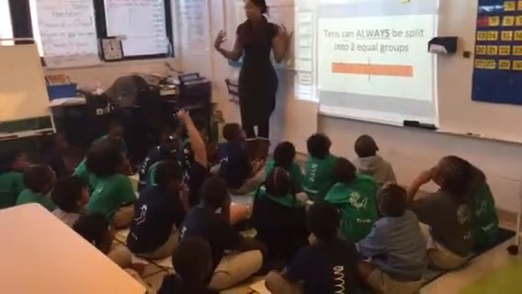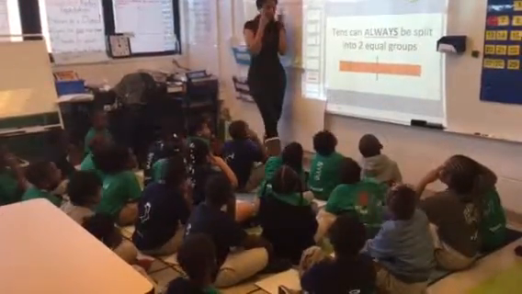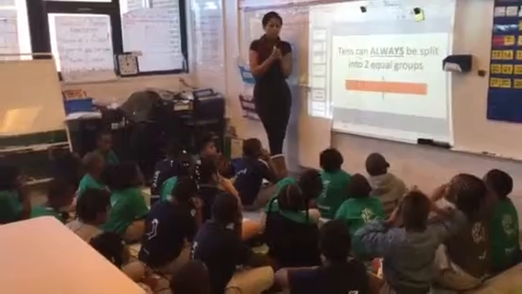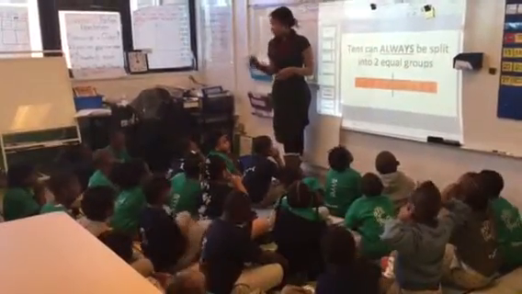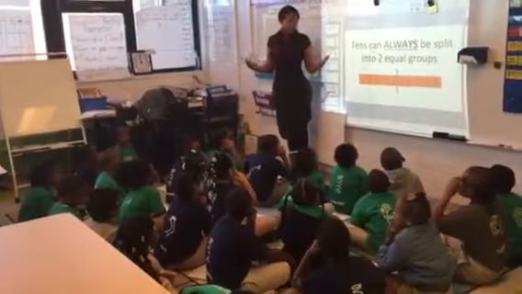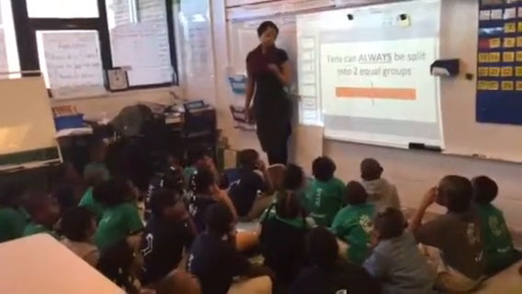What happens when I have more than one 10? How can I split it into 2 equal groups? It's not going to make sense to draw out my circles every single time. It's going to take up too much time. So I want to show you a trick.